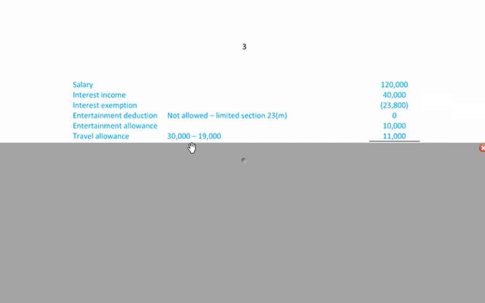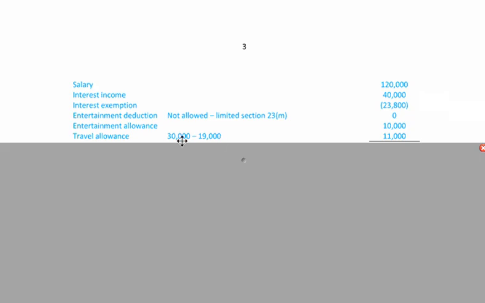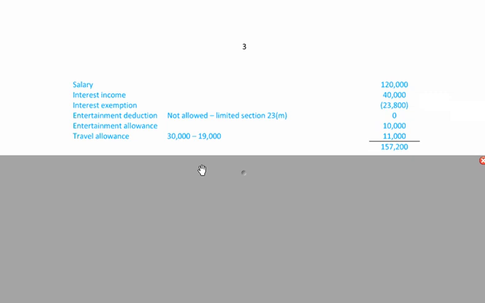The travel allowance, it's not 30,000 going in minus 19,000. It's the net amount of the travel allowance, because Section 8 says what goes in: there shall be included into taxable income any amount excluding the amounts that you take off. So how much is going to go in? 30 minus 19, 11,000 Rand. If you were to do this as two line items with a 30 minus a 19, you wouldn't get any marks, because that's not how the section works, and that gives you 157,200.